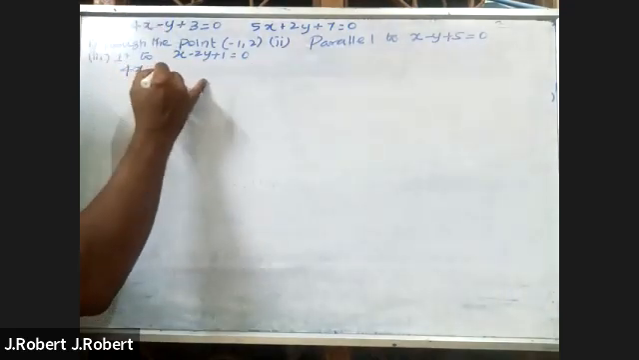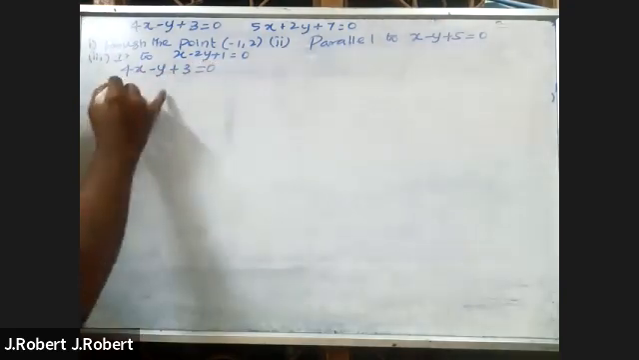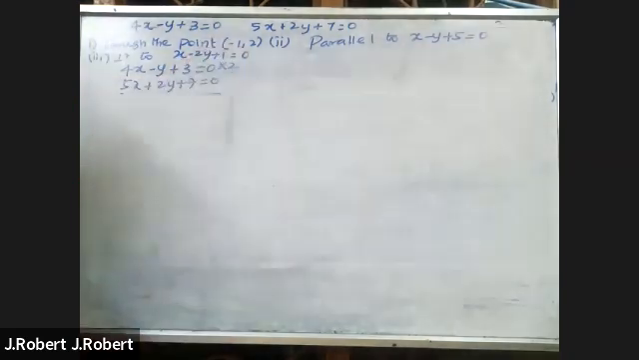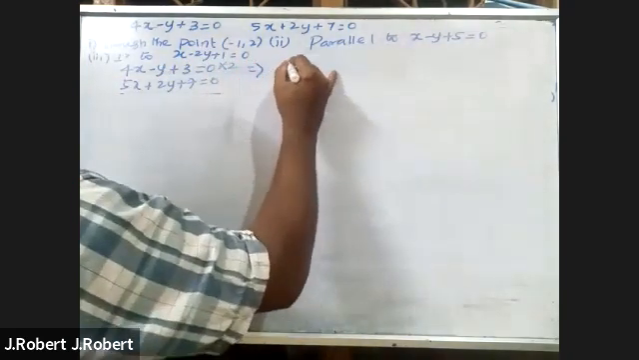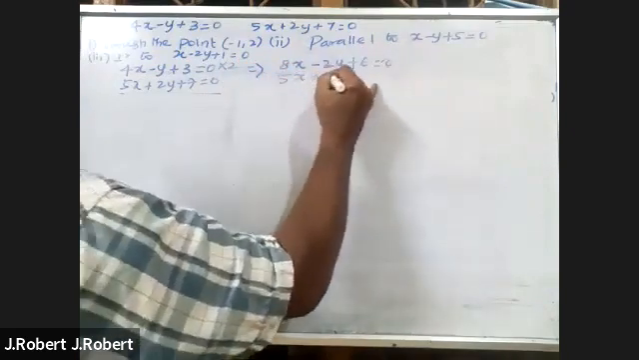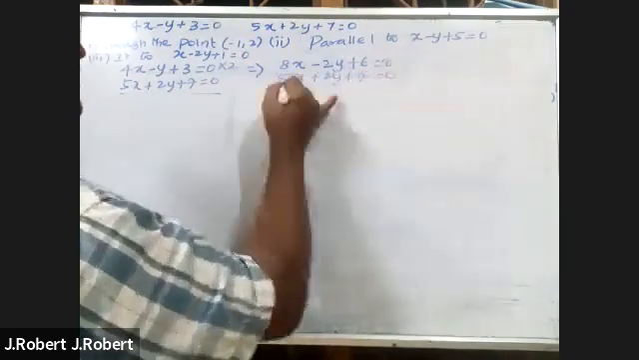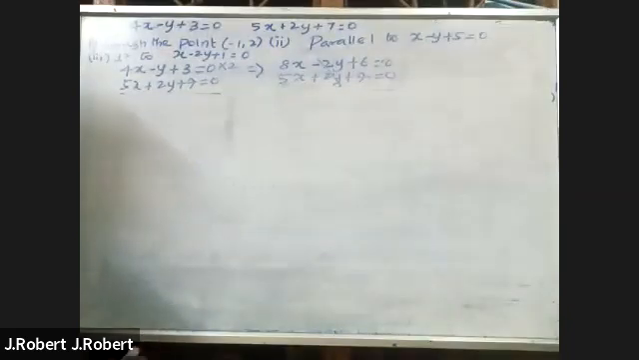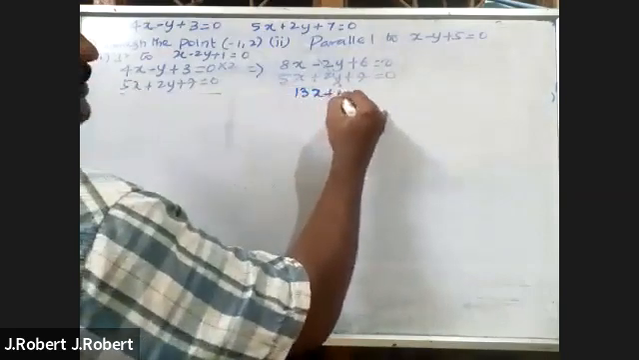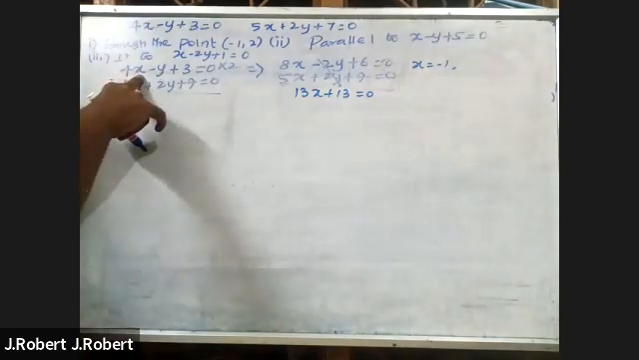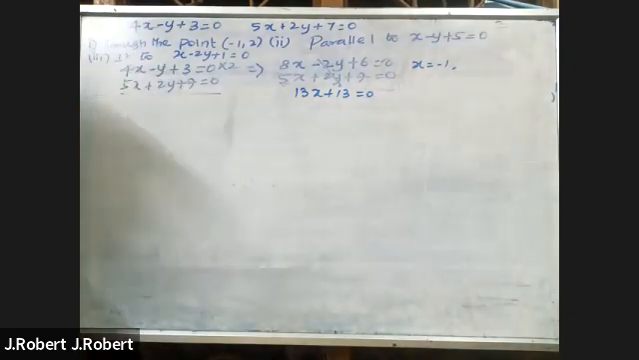First take the two equations: 4x minus y plus 3 equal to 0 and 5x plus 2y plus 7 equal to 0. Multiply the first by 2 only. This equation becomes 8x minus 2y plus 6 equal to 0, and 5x plus 2y plus 7 equal to 0. Add them, the y terms cancel. 8x plus 5x is 13x, plus 13 equal to 0. From this x equals minus 1. Substitute x equals minus 1: minus 4 plus 3, so y becomes plus 1.